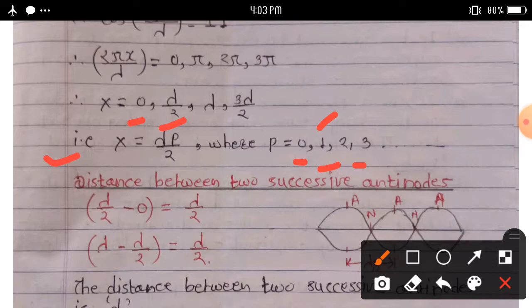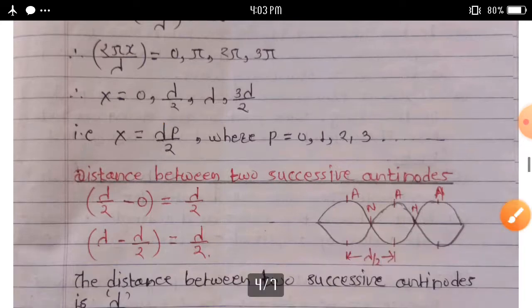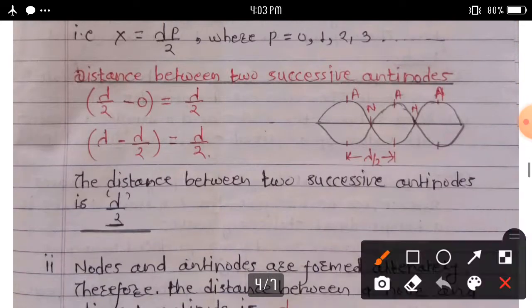Okay, then find the distance between two successive antinodes: λ/2 minus 0. This becomes λ/2. And next one, λ minus λ/2, one λ and half λ, this becomes λ/2. See this diagram. Here two antinodes, here antinodes, take the distance, this becomes λ/2. The distance between two successive antinodes is λ/2.